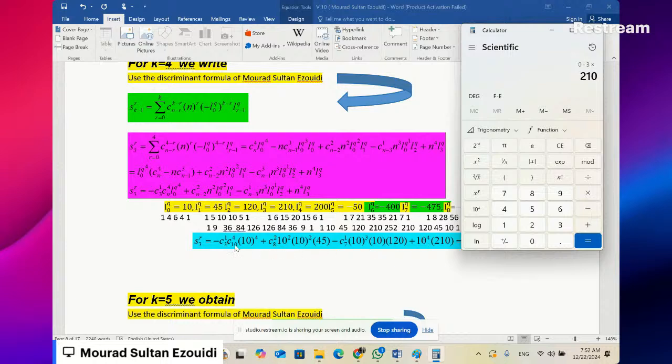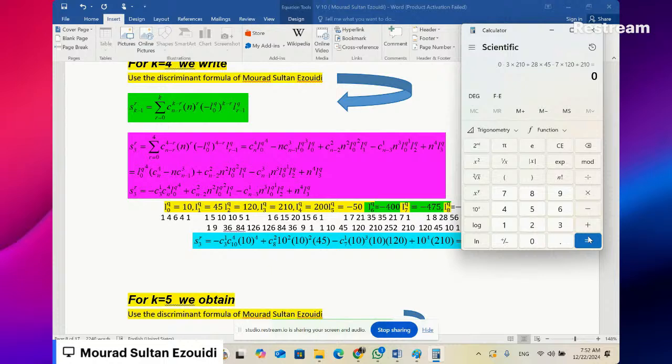So here I will make a plus combination 8 choose 2, the kids. 8 choose 2 is 28, times 28, plus 28 multiplied by 45. Then minus 7 multiplied by 140. Then plus 210. This, my kids, is equal to 0.